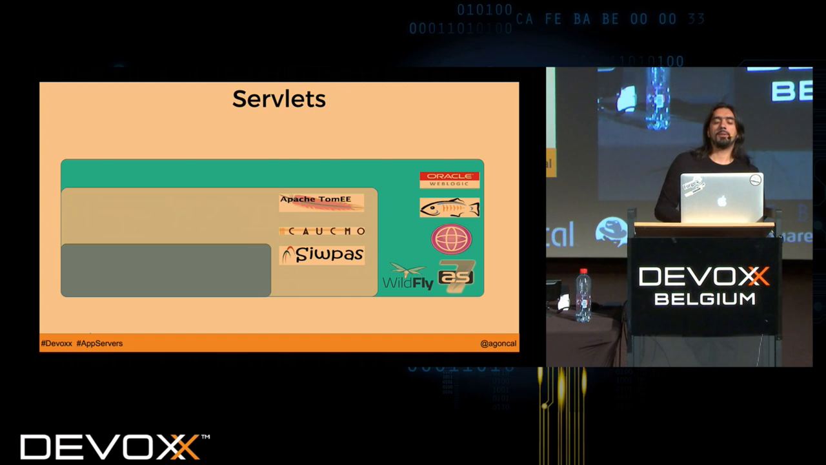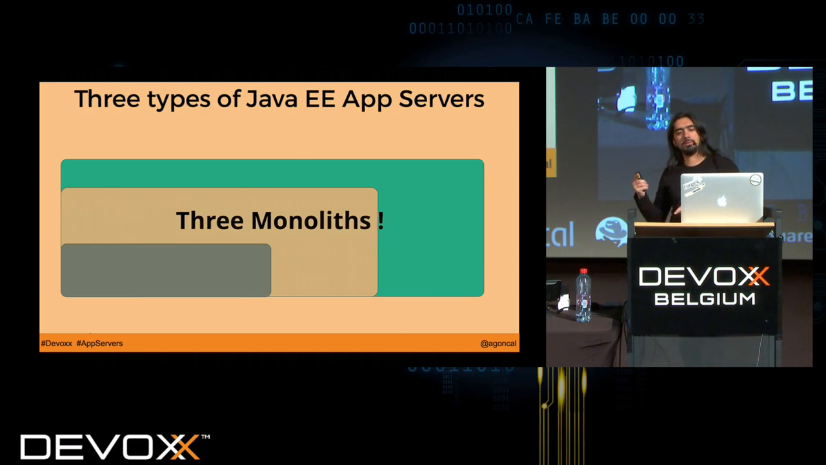But there's something else. There's also the servlet containers. So in Java EE, we have the full profile. We have the web profile, and that's it. But for a long, long time, we had Jetty, Tomcat, and Undertow that would implement servlet containers. So Java EE application servers are not monolithic. They're three monoliths. But even that, it's not true.